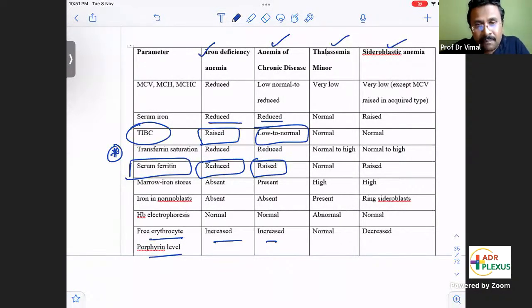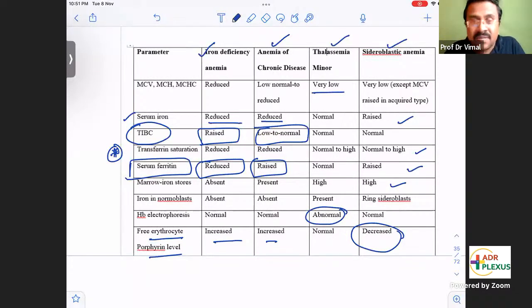Another important parameter to remember is that in sideroblastic anemia, most of the parameters will be raised. Serum iron, transferrin saturation, serum ferritin, marrow iron stores, everything will be raised in sideroblastic anemia except free protoporphyrin levels, which are decreased. And Hb electrophoresis will help us make the diagnosis in thalassemia minor. Another very important clue: in thalassemia minor, MCV, MCH, and MCHC are very low.